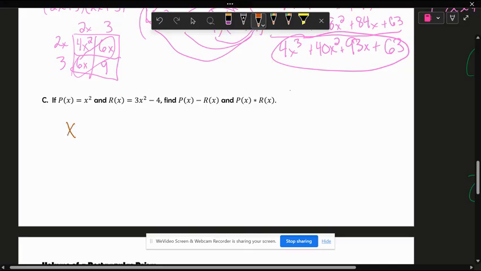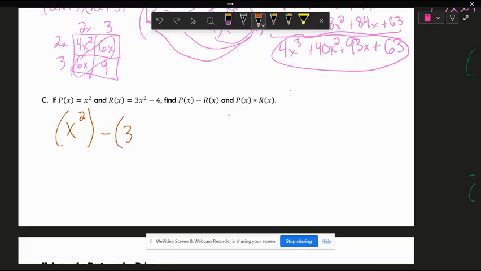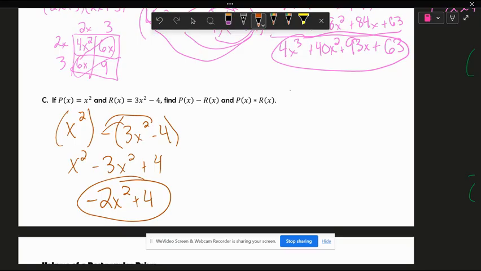So p of x minus r of x, and I put it in parentheses because we want to subtract that whole thing. So x squared, we distribute the negative, negative 3x squared, and a positive 4. So when we simplify that, we get negative 2x squared plus 4. So not a super tough problem or example.